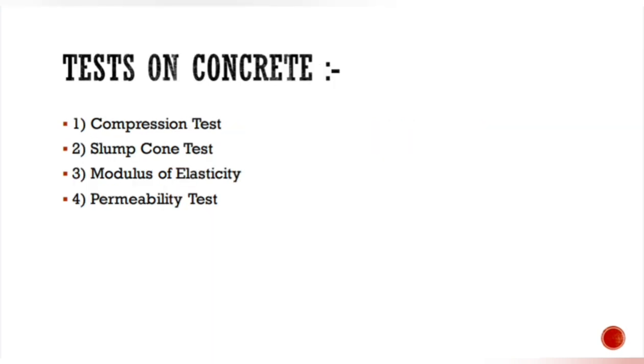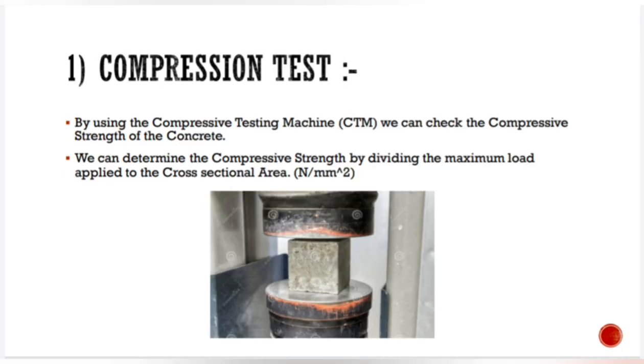The different tests on the concrete. First, compression test. Second, slump cone test. Third, modulus of elasticity. Fourth, permeability test. Now, we'll briefly discuss two important tests on the concrete one by one. First, compression test. The compressive testing machine is used for the compression test of the concrete. The compressive strength can be determined by the ratio of load to the cross-sectional area and its SI unit is Newton per mm square.